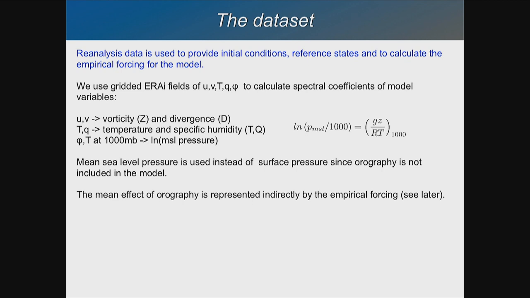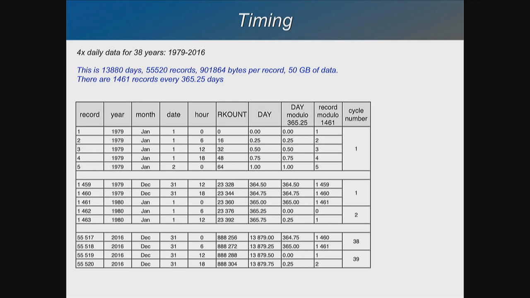And the data set. That's the all-important thing here. Recently, we've switched to ERA-Interim. So we have 38 years of data for the model variables, vorticity, divergence, temperature, and now specific humidity as well, which I've included in the model. There's no orography in the model, so the surface pressure is calculated using the hypsometric equation. And the effect of the mean orography is represented by the effect of the forcing, which I'm going to calculate. The timing is, we have 38 years of data, from 1979 to the end of 2016.